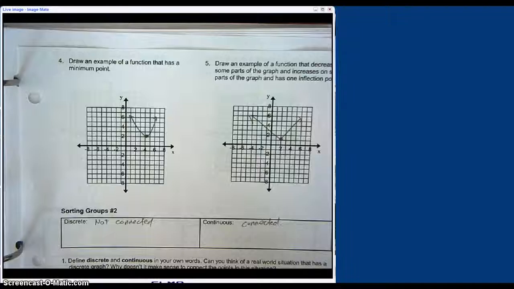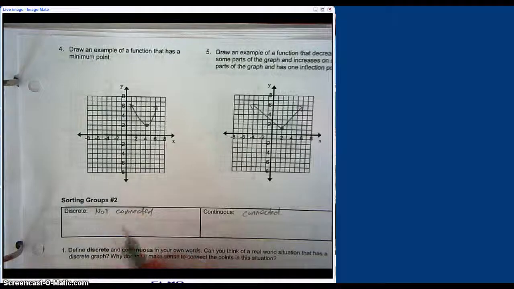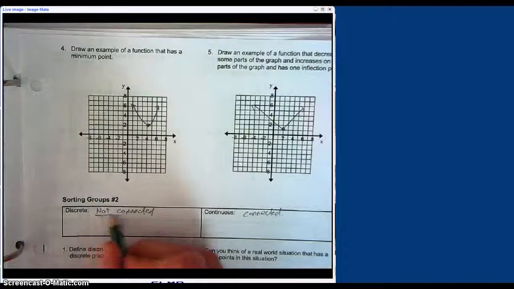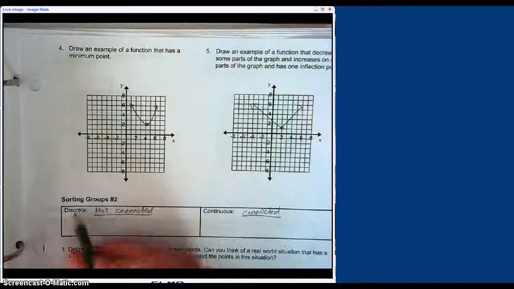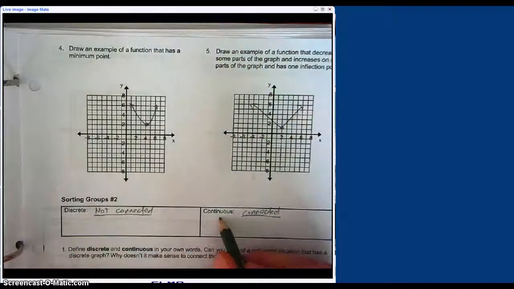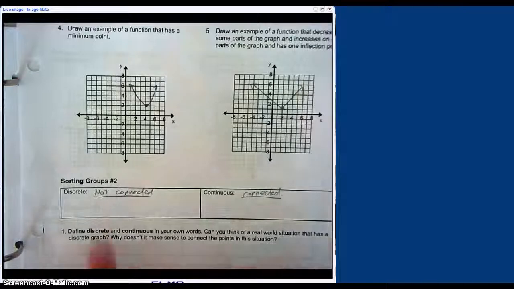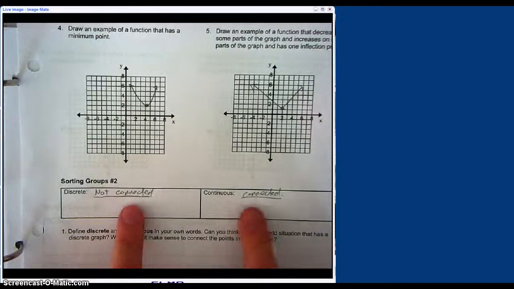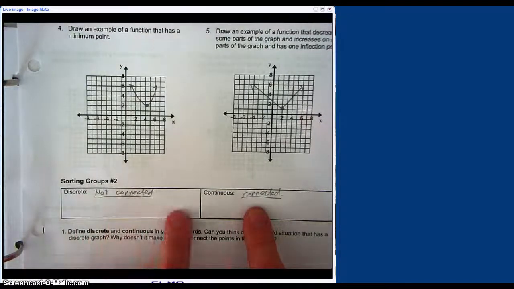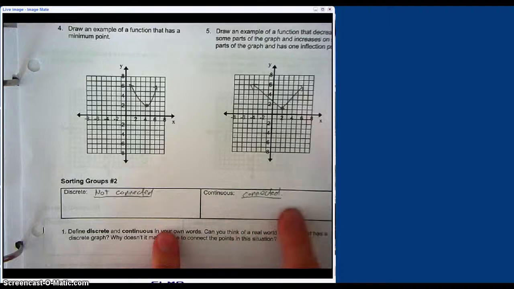Okay. Next, for the sorting here, it says define what discrete and continuous are in your own words. I just wrote these two simple definitions. Discrete graphs are not connected. Continuous graphs are connected. Now, that's not what you're supposed to do here. You're supposed to do like you did before and match the graphs. So again, go back. Look at the graphs that are not connected, label all the letters that are not, and which ones are continuous, label all of them that are.